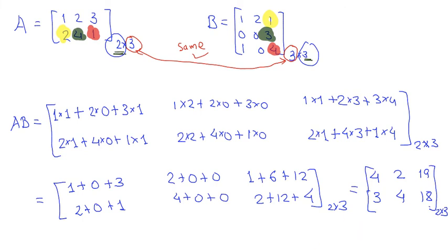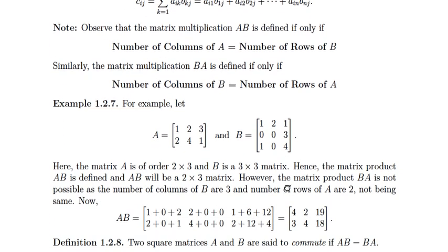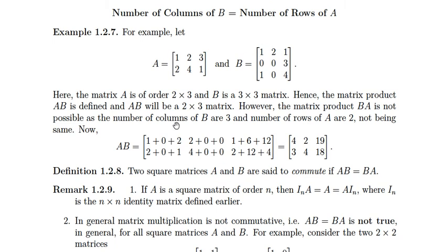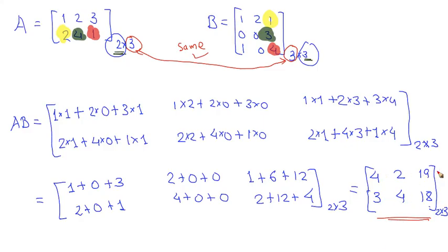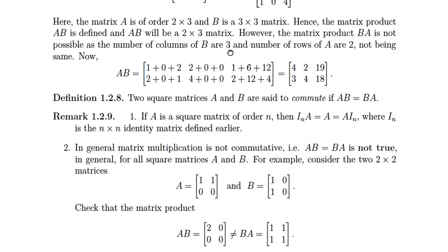So now let us check whether we have got this correct or not. Yes, so this is 1 into 1, 1, then 2 into 0, I have written directly. So 4, 2, 19, 3, 4, 18. Let us see our answer. 4, 2, 19, 3, 4, 18. Yes, full marks. So we have got the product AB, right? Now you can practice one more example if you want, and if you want I can make one more video if you need.